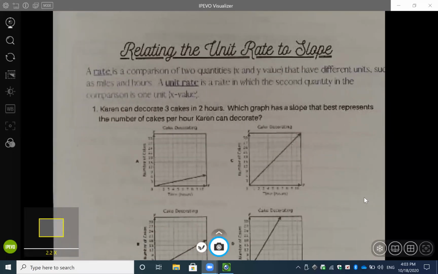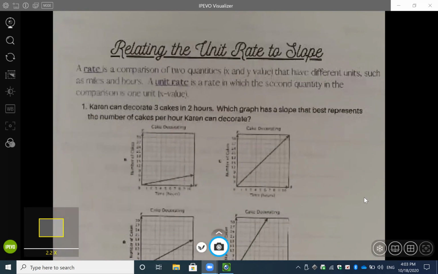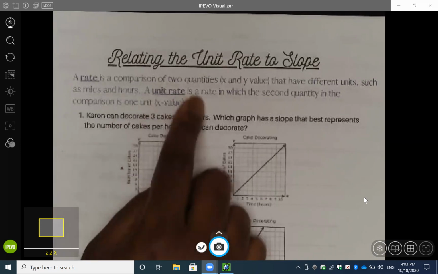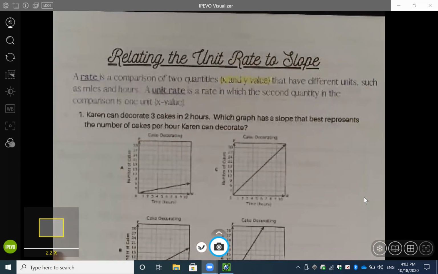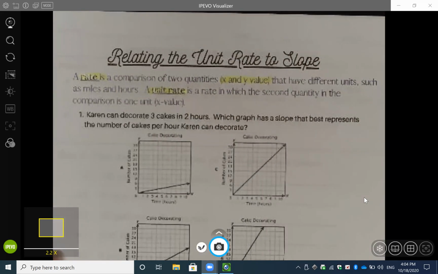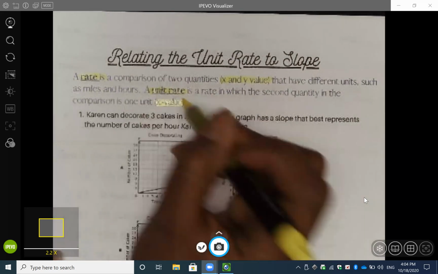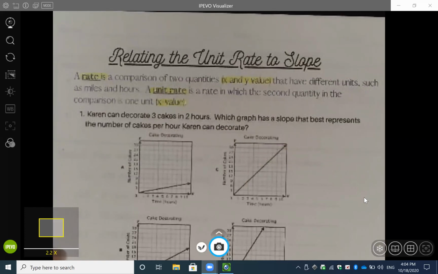Hi guys, today we are going to be relating the unit rate to slope. So this is just a quick overview of what we did yesterday. It starts off by saying that a rate is a comparison of two quantities. You are comparing your x values to your y values. They have a different unit, such as miles and hours, like how many miles you can travel per hour or something like that. A unit rate is a rate in which the second quantity, which is your x value, has been simplified down to 1. So your second value is a unit of 1.